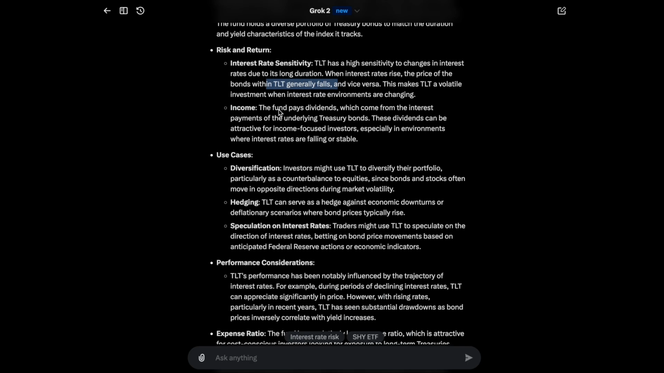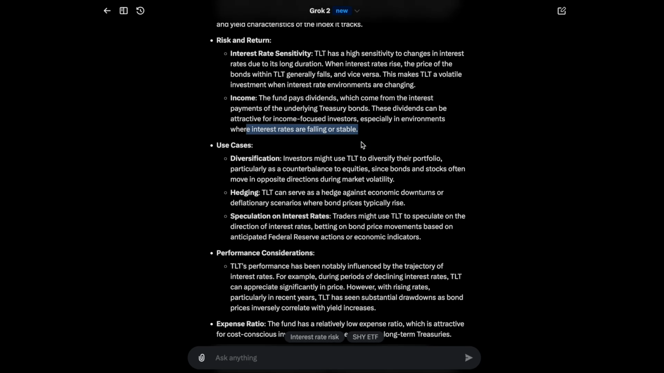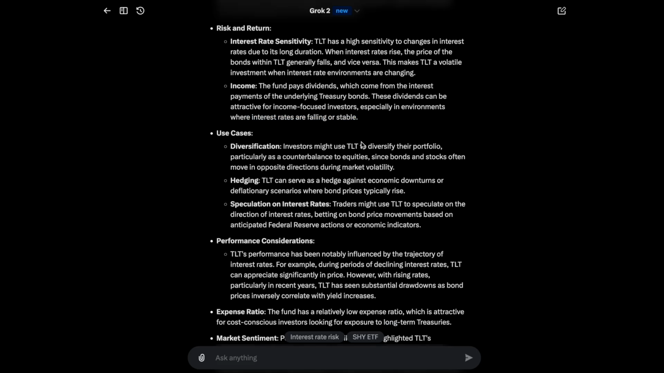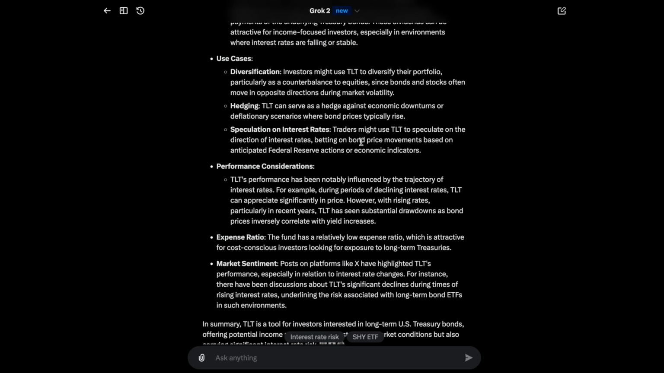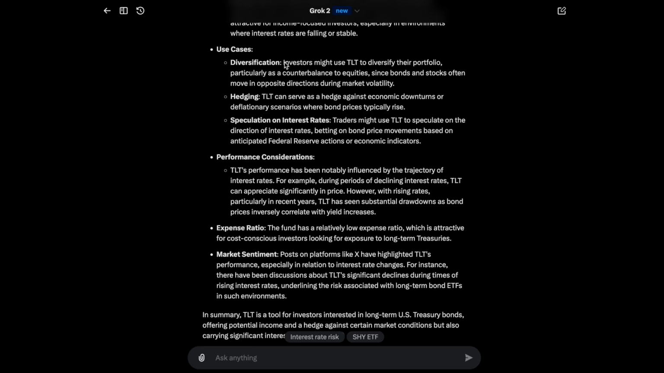Also, the income. The fund will pay you dividends that you earn from the interest payments of the underlying treasury bonds. These dividends can be attractive for income-focused investors, especially in environments where interest rates are falling or are stable. Currently, the interest rates are pretty much plateauing, but we will see in 2025, will that change and continue to go up? Why would you use TLT?